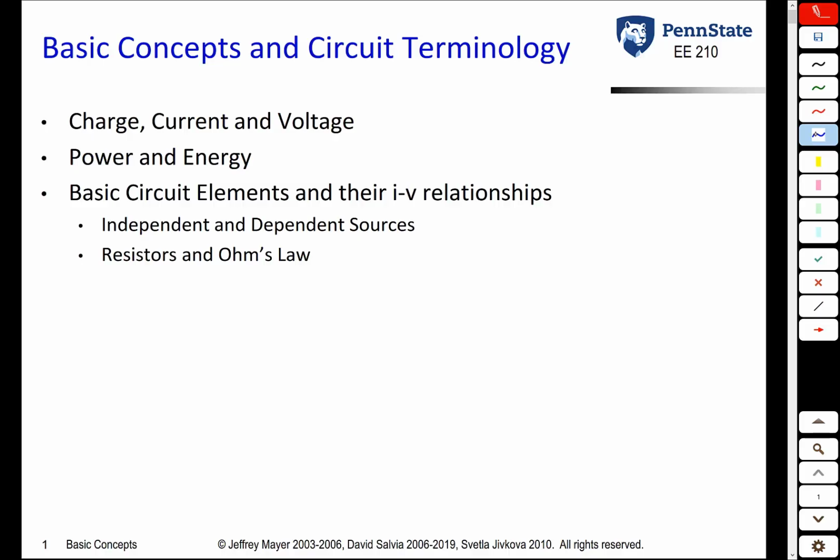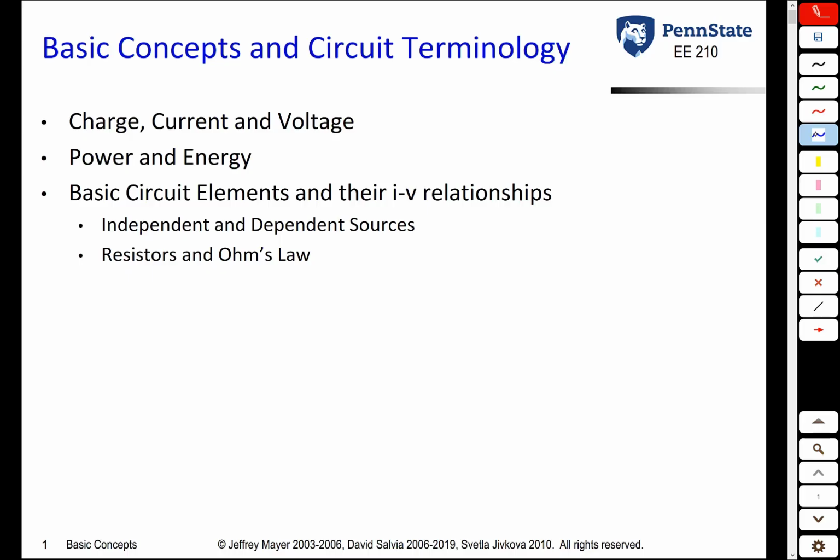This first packet of notes deals with a lot of basic concepts and circuit terminology that you probably saw in an introductory electromagnetics physics course such as Physics 212. You may find this material a little boring because it's a repeat of a lot of stuff you've seen already. However, it is critically important that everybody has a strong understanding of these fundamental concepts so that when we get into more complicated circuit analysis techniques, the fundamentals are not standing in the way.